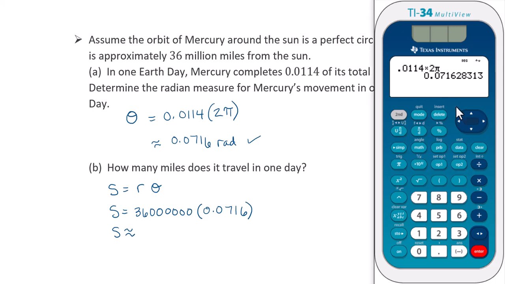Now, when I put this into the calculator, I'm going to make sure and use the number that is in my calculator rather than just the number that I've reported on paper here. That will help us to avoid round-off error. So I'm taking this and multiplying by 36 million. And I get about 2,578,619.25 miles.